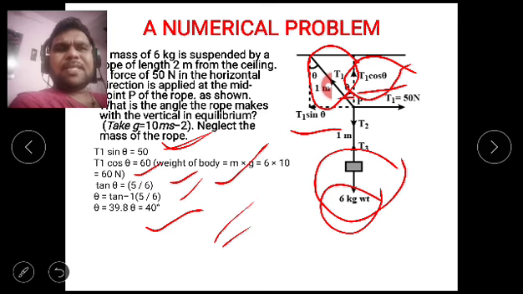So this is one example we have discussed on the basis of the concept of equilibrium. We have to resolve the forces, and then we need to take sigma Fx equal to 0 and sigma Fy equal to 0, and then we have to solve and get our required answer. That's how it will work.